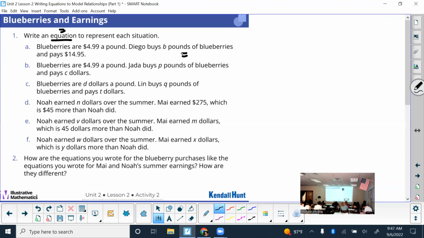All right. If I were to write this as an equation, what are we making it equal to? Yes, Jalen? 14.95. And that represents what? The total cost. So anything like total cost wise is right next to the equal sign. On the other side is what contributed to that cost. So what contributed to this cost?